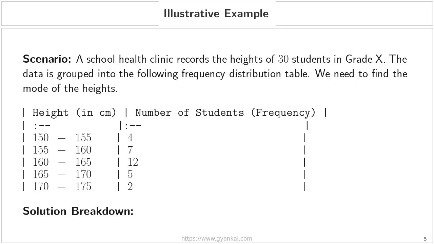Our objective here is to apply the systematic procedure we just discussed to find the precise mode of these heights. To guide you through the calculation, I have provided a detailed solution breakdown. In the next few slides, we are going to walk through this step by step, starting with identifying the correct modal class and then extracting the necessary variables to plug into our formula. Now that we have reviewed the theoretical steps and the formula, let's put everything into practice with a concrete example.